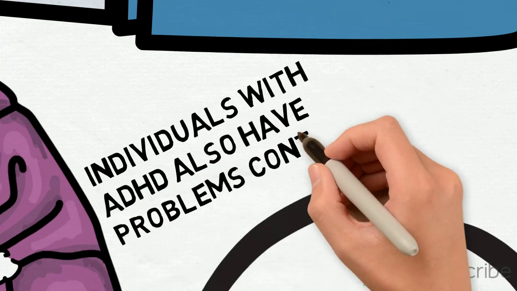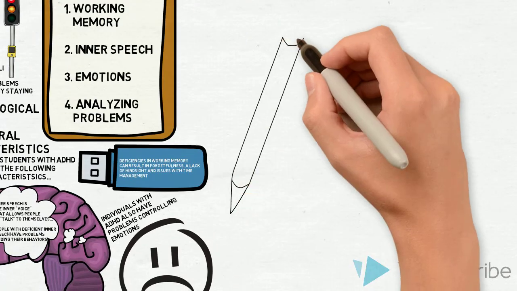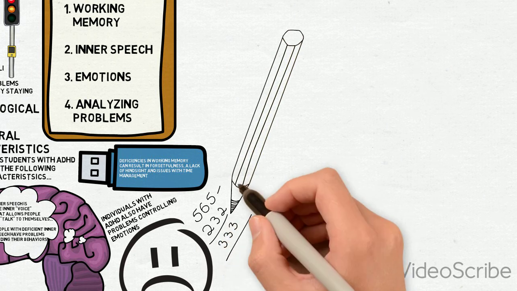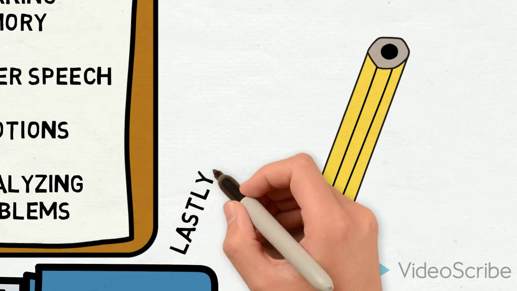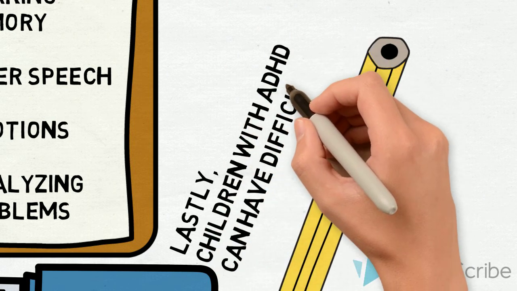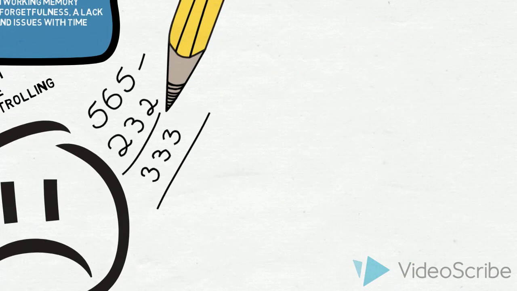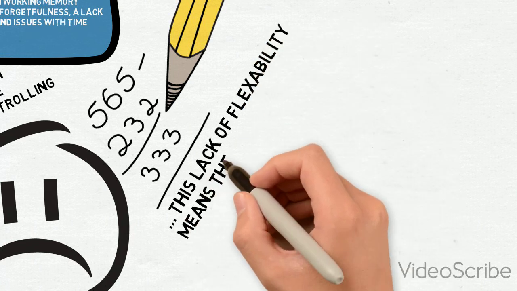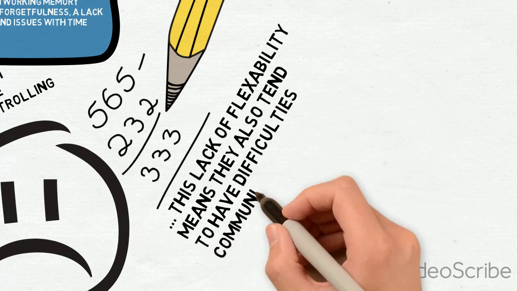And our last executive function is analyzing problems. Children with ADHD can have difficulty analyzing problems. This lack of flexibility means that they tend to have difficulties communicating their solutions to their peers. All of these characteristics can be seen in an individual with ADHD.